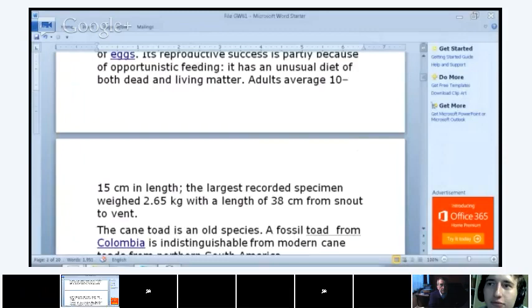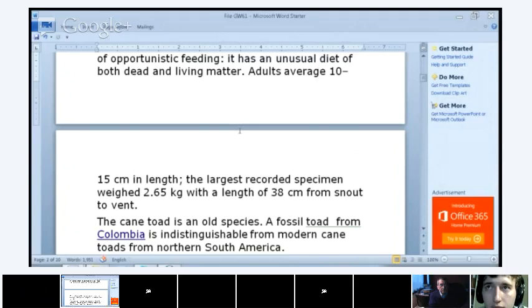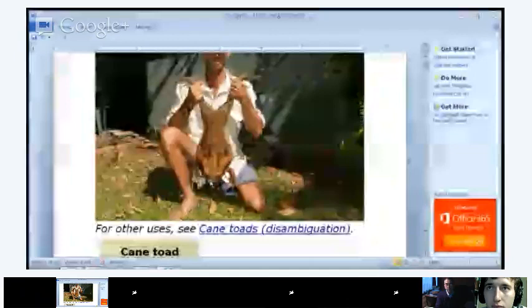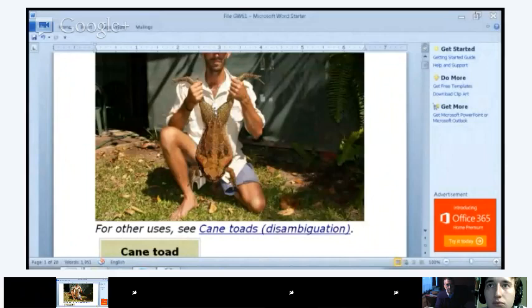If you could finish this, please. So adults average 10 to 15 centimeters in length, the largest recorded specimen weighs 2.65 is what we say. Okay, kilos, with a length of 38 centimeters from snout to vent. Okay, now the idea of that is, the snout is the nose, and the vent is referring to the end of the animal's body. So we're talking about 38 centimeters here, this measurement. So not even measuring the legs, but just an amazingly huge animal.